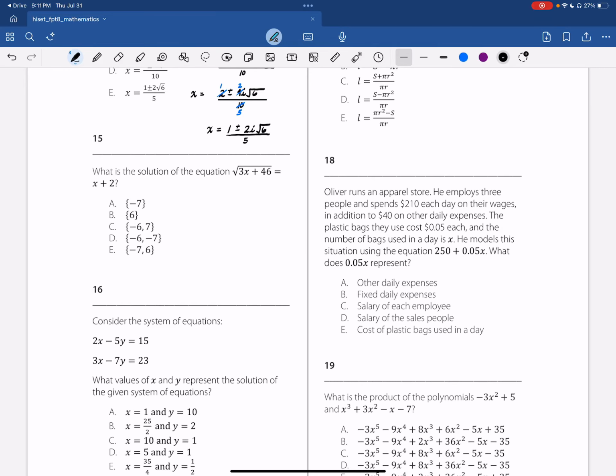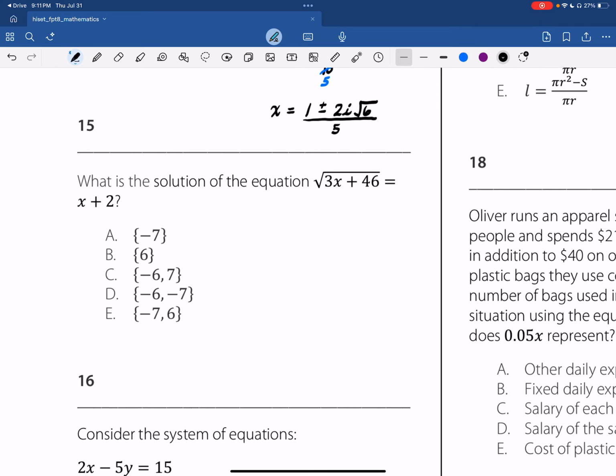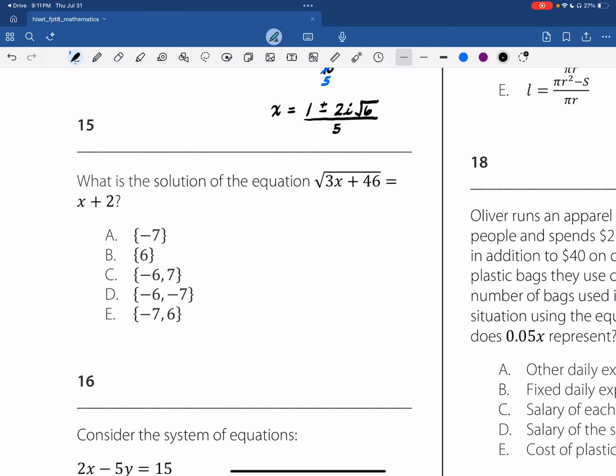I think I can get number 15 before my pen bites the dust. Let's see if we can. What is the solution of the equation square root of 3x plus 46 equals x plus 2?